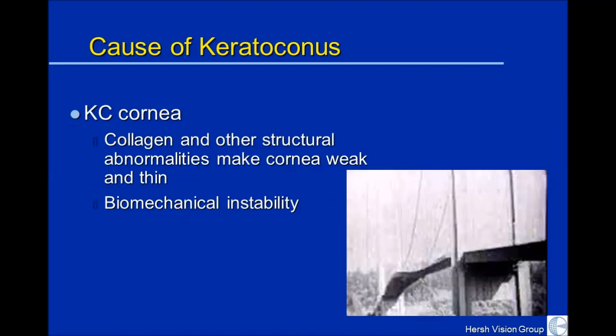Now, the basic problem in keratoconus is that the collagen structure is abnormal. The basic biomechanical structure of the cornea is weaker and thinner. This makes the cornea unstable. So rather than retaining its nice, clear, round, dome-shaped configuration, it's weaker and starts to bulge out. Just as this bridge, which is poorly constructed, isn't rigid enough, and you can see it's having some problems there in the wind.